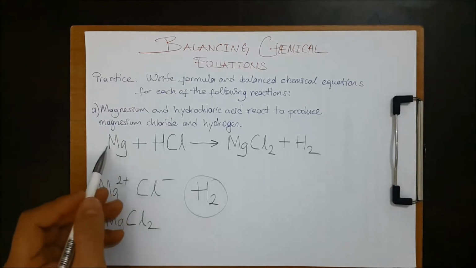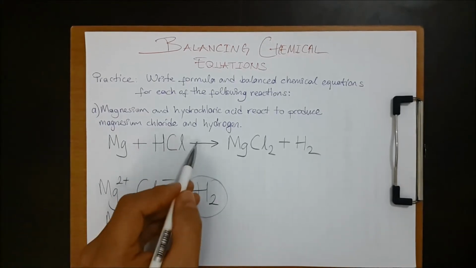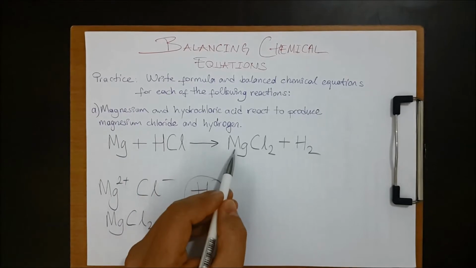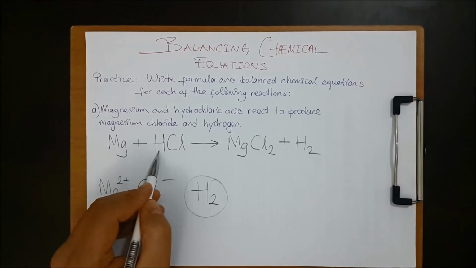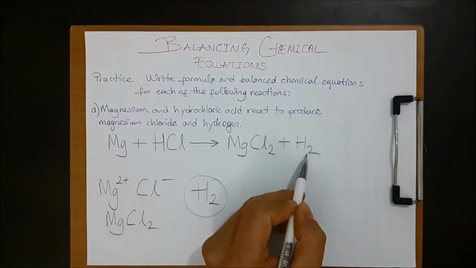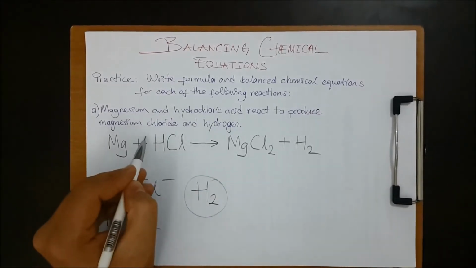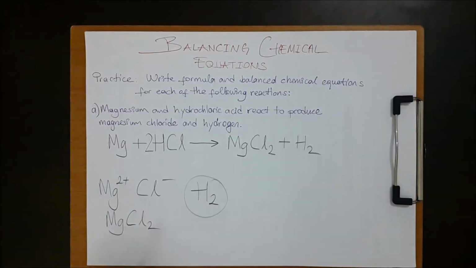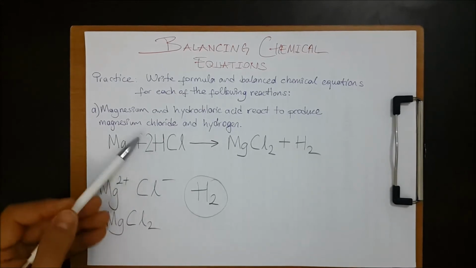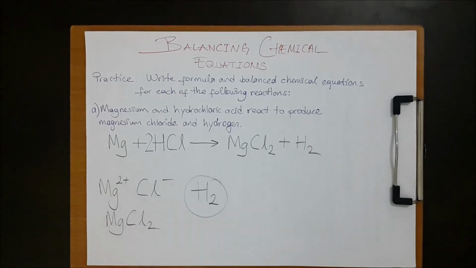For magnesium, I have one magnesium atom on the left side of the arrow, one magnesium on the right side of the arrow. And I go on with hydrogen. I have one hydrogen on the left side of the arrow and two hydrogens on the right side of the arrow. So if you write 2 in front of HCl as a coefficient, as you see now, I have balanced the number of hydrogen atoms on both sides.